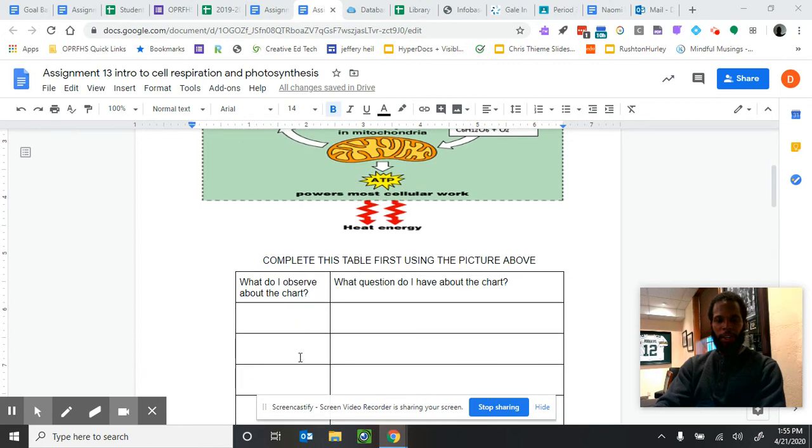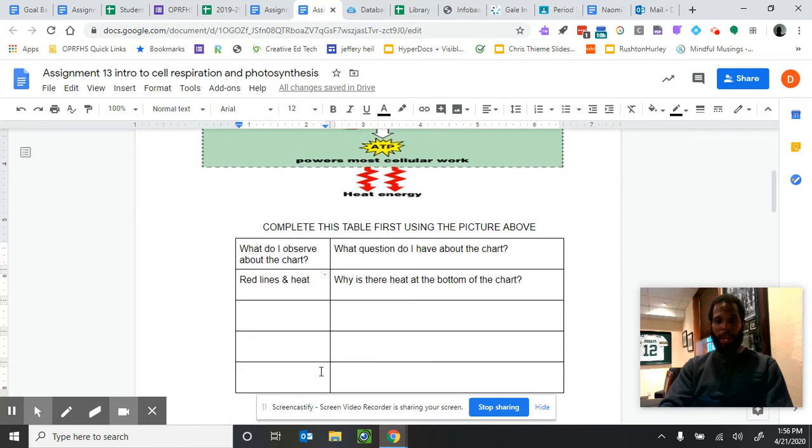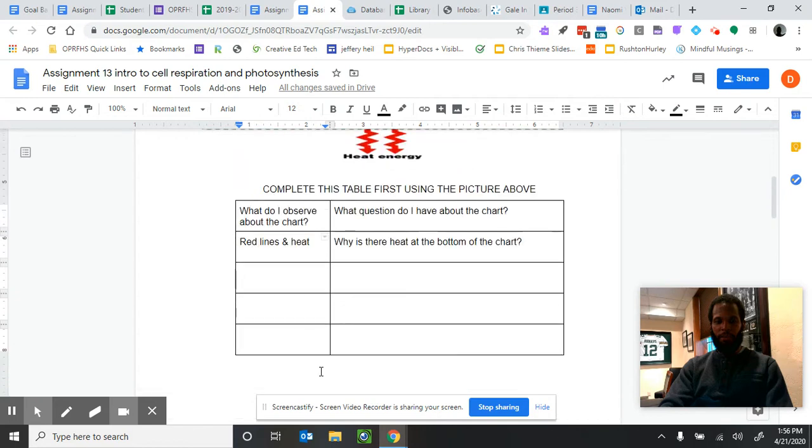After you do that, you're going to write what questions you have about the chart. For example, a question might be, for me, why is there heat at the bottom of the chart? And that's because of what I observed. I noticed the red lines and heat. So I observed the red lines and heat, and then I asked a question, why is there heat at the bottom of the chart? So do that first, pause it right now, and then come back and we'll finish this.